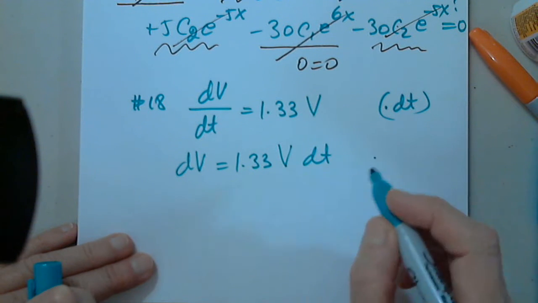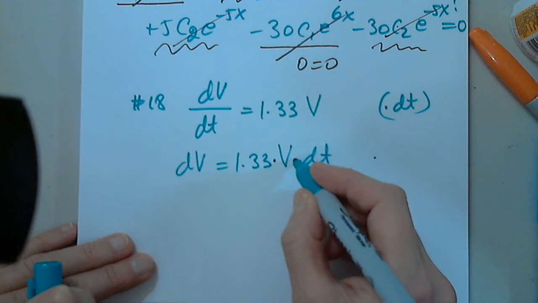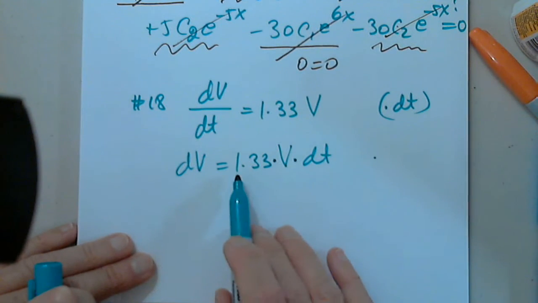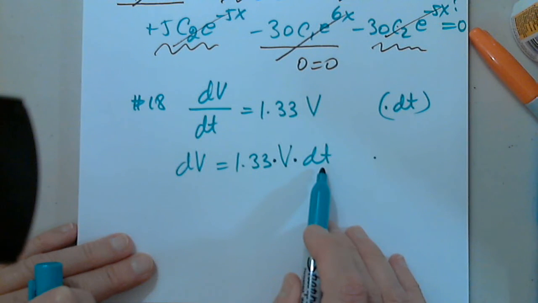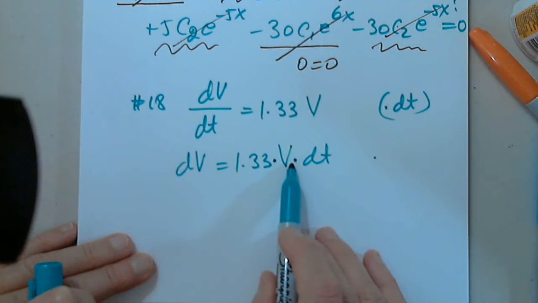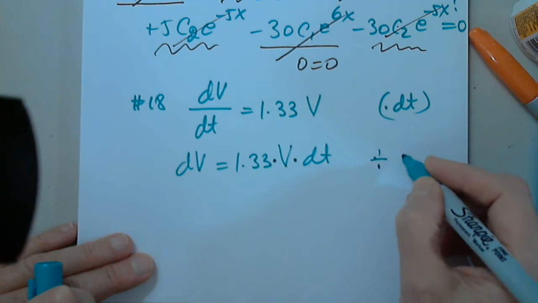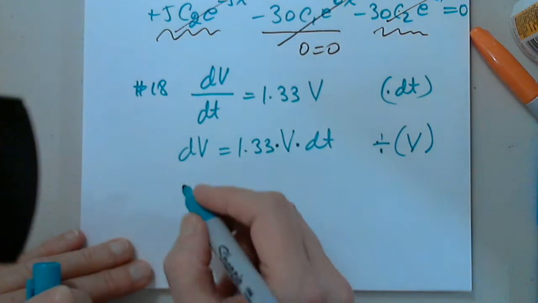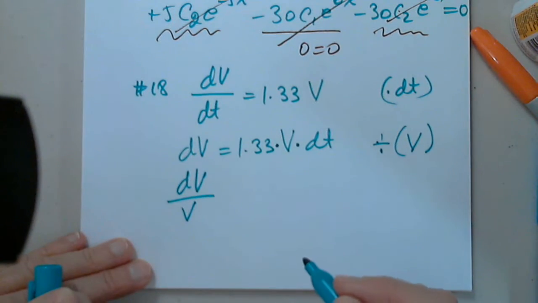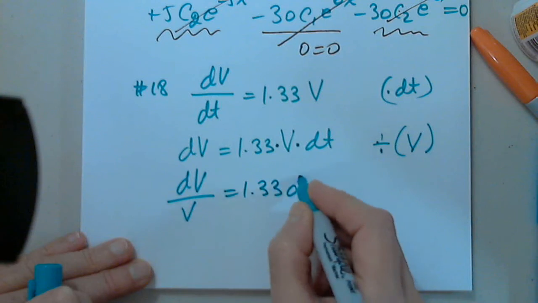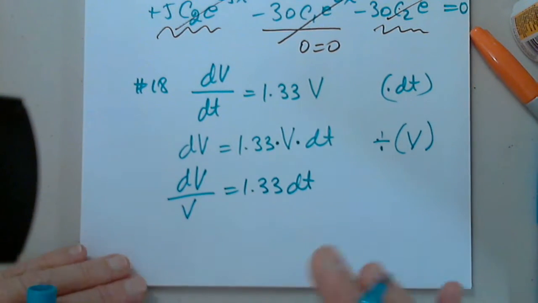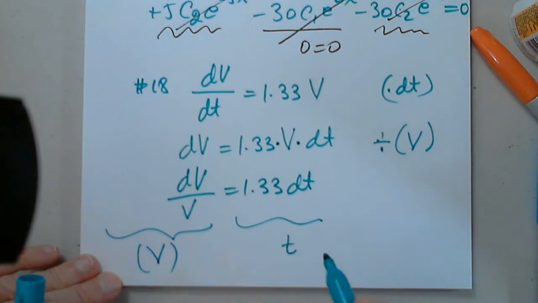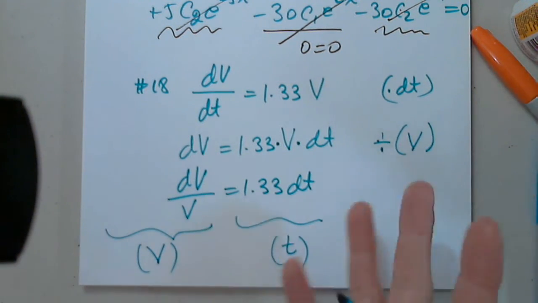Would you subtract 1.33v? There is no addition and subtraction here. It's 1.33 v dt. So they're all multiplied. Divide. Yes, awesome. We divide both sides by v alone. So then I have dv over v equals 1.33 dt. Variables are separated. This side has only v, this side has only t. The number is not important.